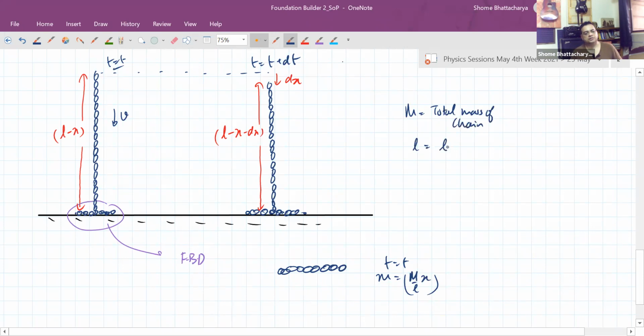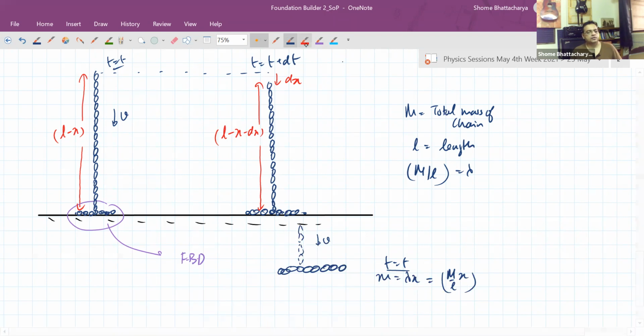And L is the length. So M by L is basically the lambda of the chain. You can also write it like this, that the portion on the ground at this point of time is lambda x. And also the portion above it is moving with a velocity v.